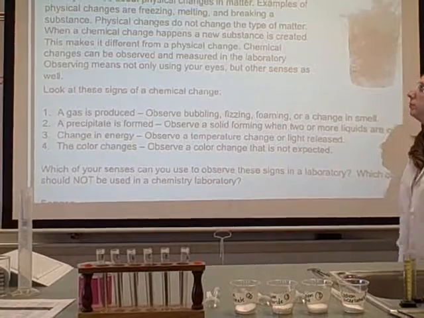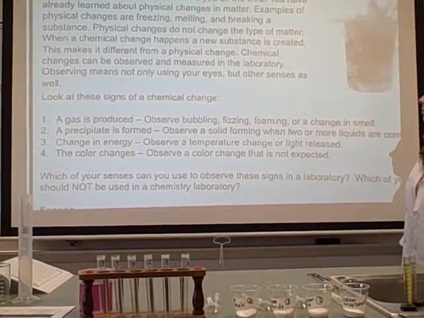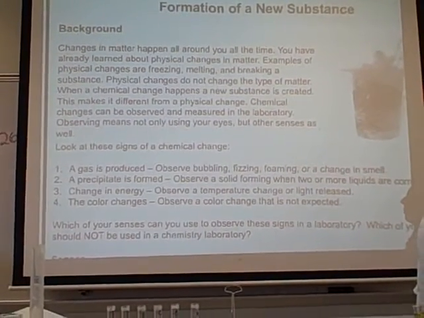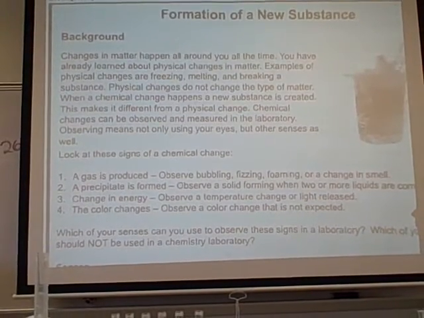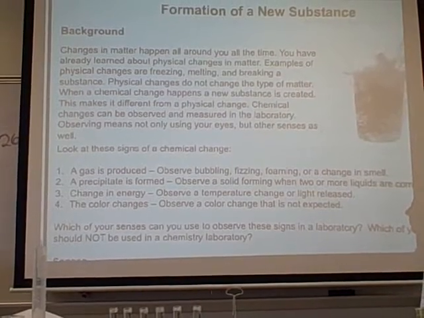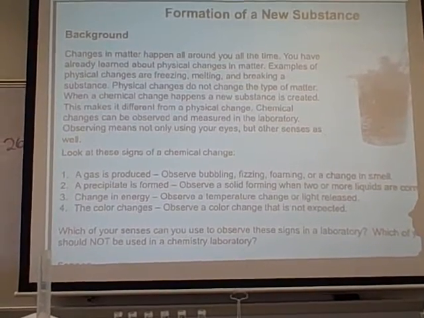Changes in matter happen all around you all the time. You have already learned about physical changes in matter. Examples of physical changes are freezing, melting, and breaking a substance. Physical changes do not change the type of matter. When a chemical change happens, a new substance is created. This makes it different from a physical change. Chemical changes can be observed and measured in the laboratory.